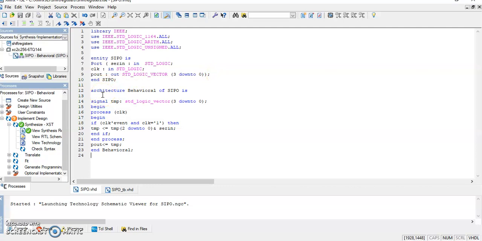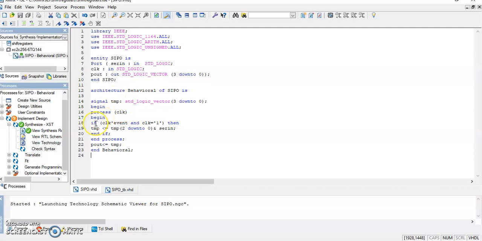Under architecture, I have declared a signal temp, which is also of size 3 down to 0. So TMP is my element using which I am making all the process, and finally I'm going to send the temp data to P out. So it can be processed this way. Okay. After signal declaration, it is begin, process of clock.